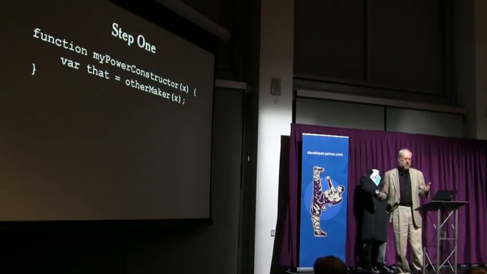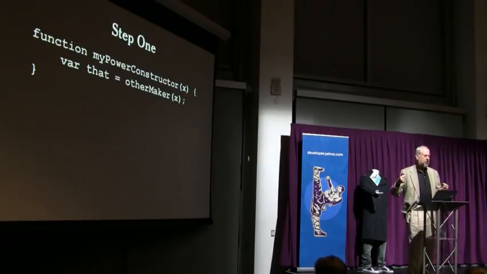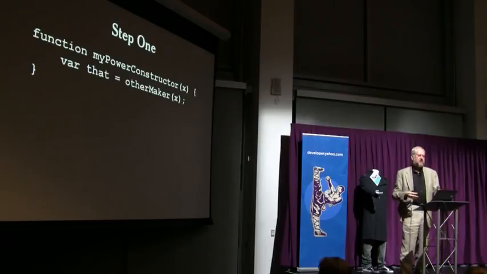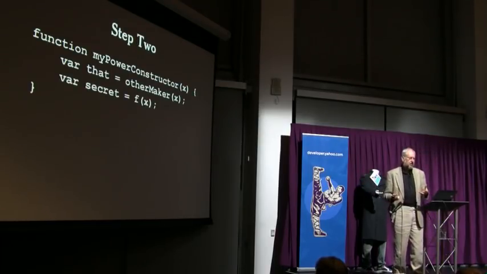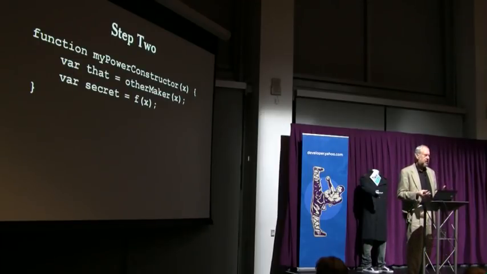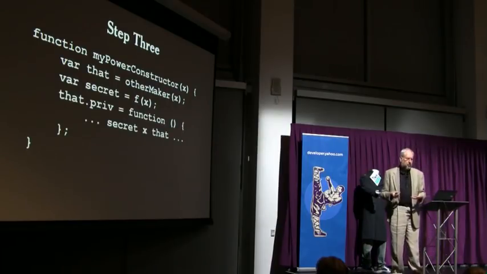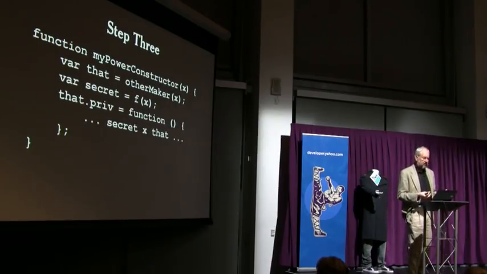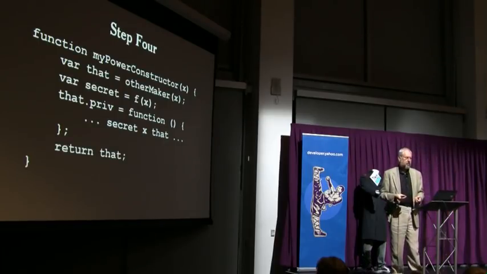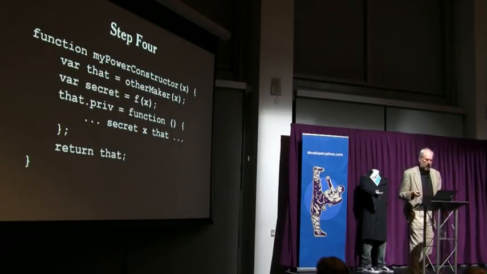So let me turn it into a template that's a little easier to follow. So step one, this is going to be my new power constructor, and I'm going to create a variable called that, because I can't call it this because this is a reserved word. And I will initialize it somehow. Somehow I turn it into an object. Then step 2, I declare secrets, a secret variable, stuff that's going to be available to my privileged method. Step 3, I create my privileged methods and assign them to that. And step 4, I return that. So really simple.